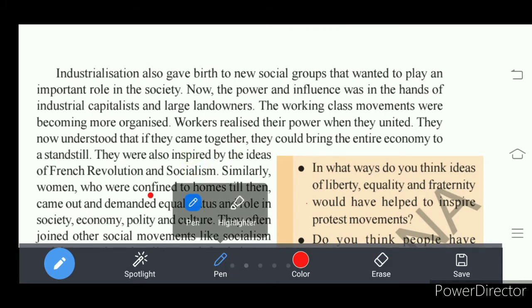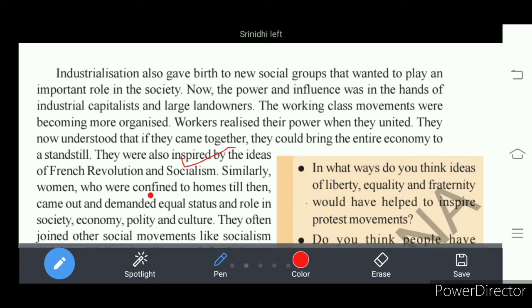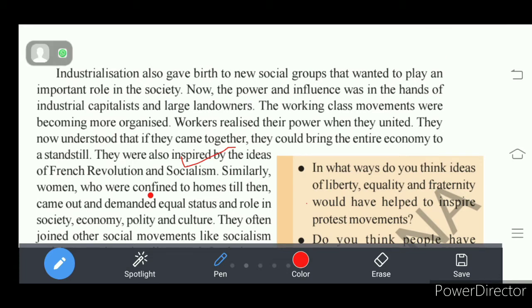Socialism is a new concept which is based on equality. In socialism, we find that everybody is equal. And whatever is produced will be used for the welfare of all the people equally. That's what we call socialism. In detail, we'll discuss in the next class what socialism is. So the ideology of socialism and the ideals of the French Revolution inspired the workers to get unity among them and fight against the ill treatment of workers.